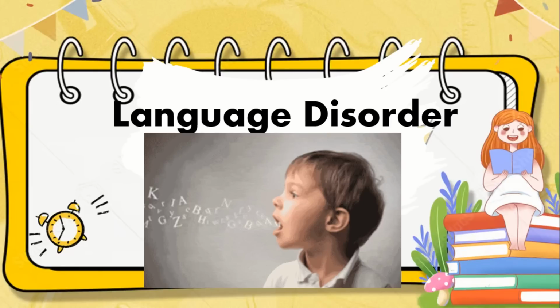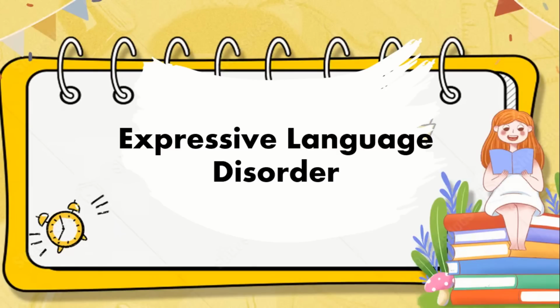So there are different types of language disorder. We have the expressive language disorder. When we say expressive language disorder, this interferes with the production of language. A child may have very limited vocabulary that impacts communication skills or misuses words and phrases in sentences. Also, I have here a video clip that will show you an example of the expressive.